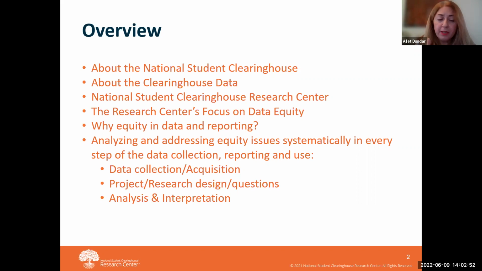And specifically, how we want to analyze and address equity issues systematically at every step. And that's how we see it, that we should look at the equity issues at every step through the funding, data collection, reporting, and use. The full data lifecycle really, in a lot of cases, starts with funding, right? We apply for funding for certain purposes, then we collect the data or reporting insights we are producing using the different platforms, and that includes also producing visualizations and dissemination of it.